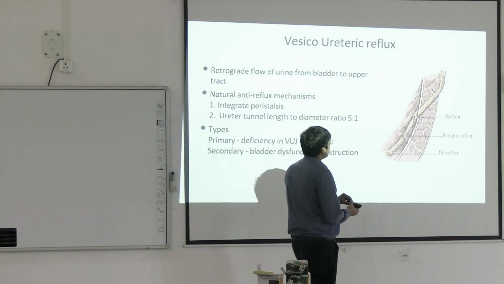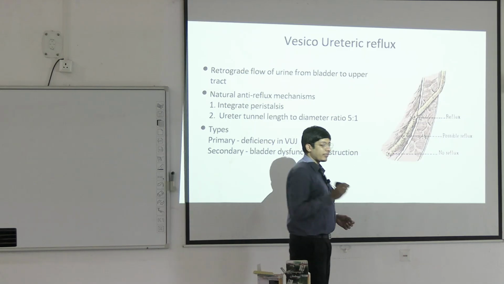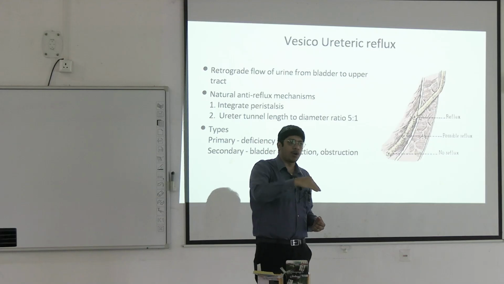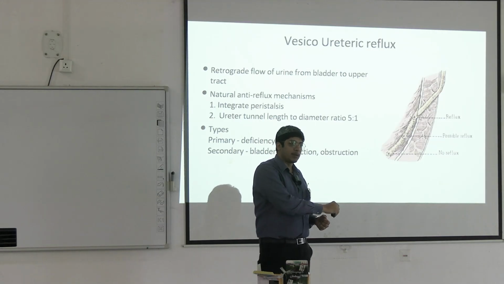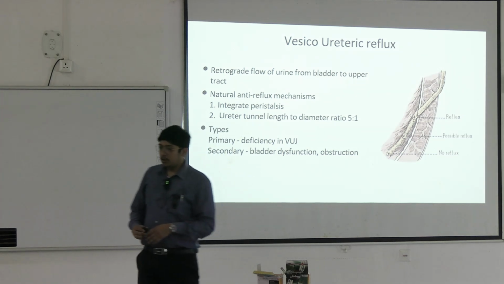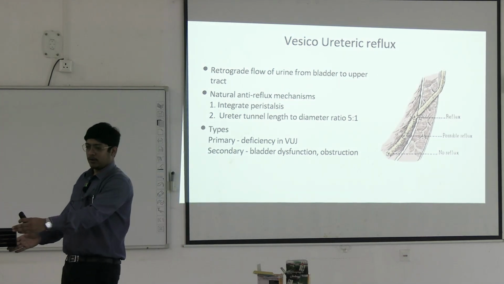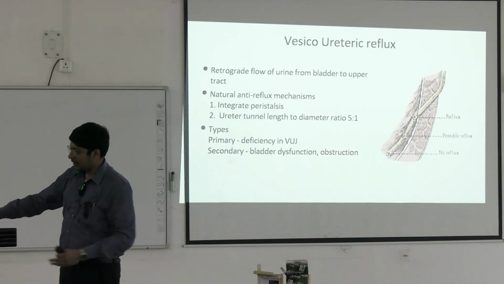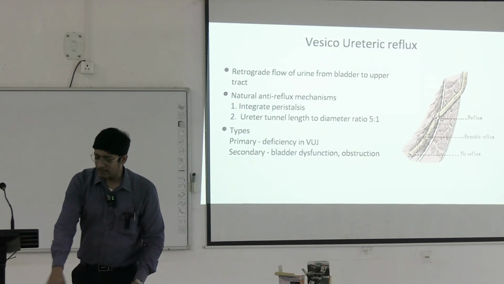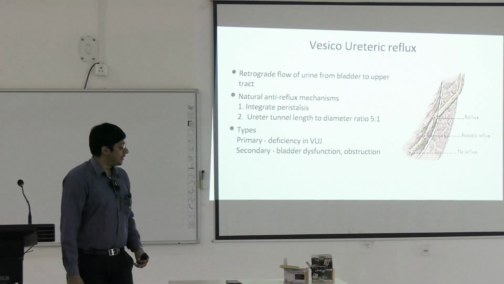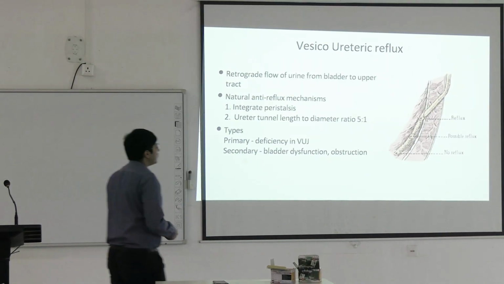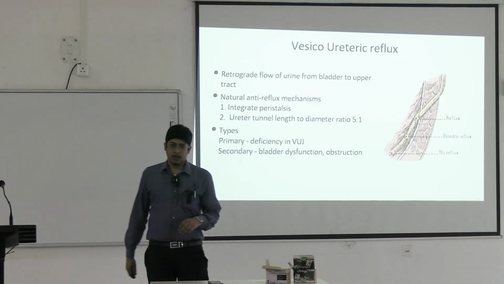The site at which the ureter enters the bladder: it enters from the outside, traverses the wall of the bladder, and then opens into the bladder inside at the level of the bladder mucosa. So suppose this is the wall of the bladder, it enters here, traverses this length inside the bladder wall, and then comes out and drains the urine. This part of the ureter which is inside the bladder wall is called the intramural part of the ureter.